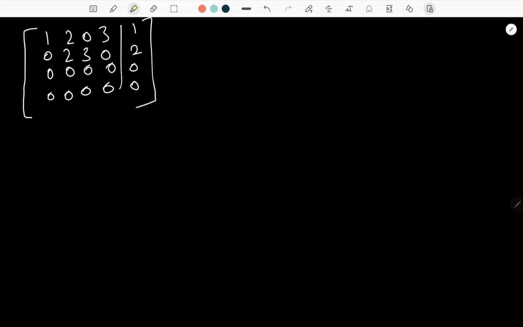This is a bit tricky. So first step is to look at the matrix and identify the free variables. To do that, you have to see the pivots. So the first pivot is this, second pivot is this. So this means that we have two free variables since there are four variables and we only have two pivots. So automatically we know that x3 and x4 are free.